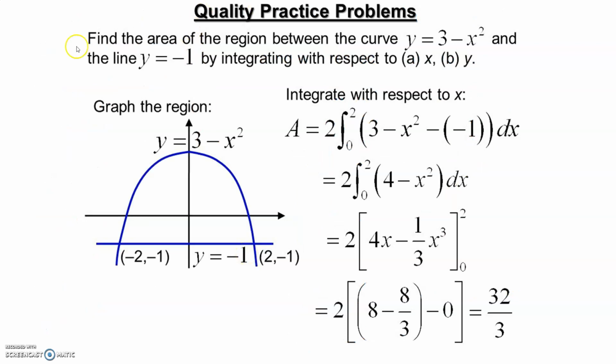Now we have to find the area of the region between the curve y is equal to 3 minus x square and the line y is equal to minus 1, by integrating with respect to x, first a is equal to x and b is equal to y. So first we have to find the region between the curves and consider the graph. The graph of 3 minus x square is the curve and y is equal to minus 1 is the line intersecting that curve. So we have to allocate the lower limit as minus 1, or upper limit is 2.